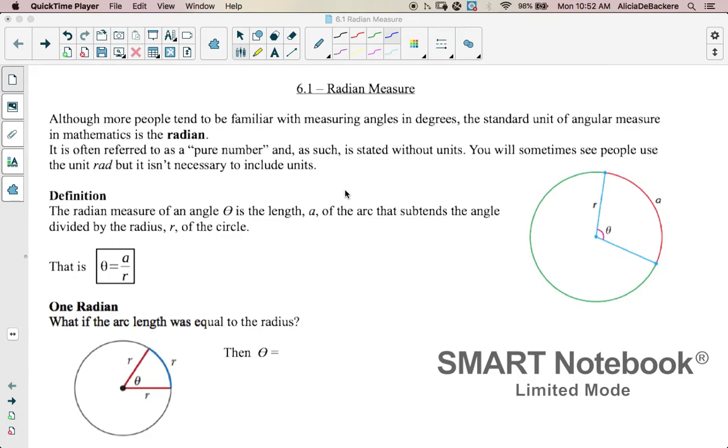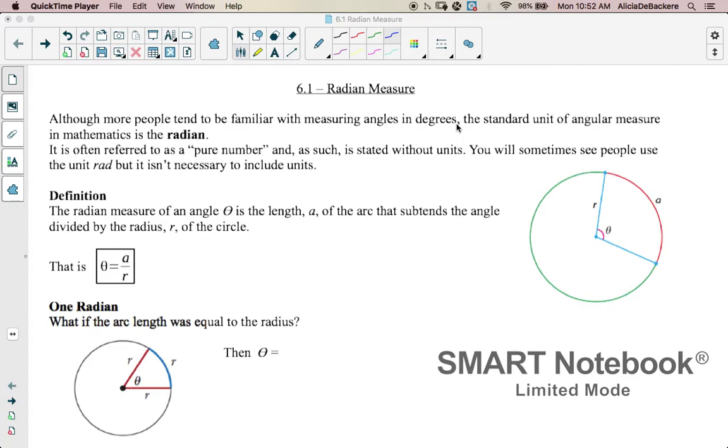All right, so we've completed the warm-up for lesson 6.1. So now we're going to get into what is radian measure. Most of the time when we measure angles, we've used degrees. That's what you guys have seen. And on your calculator, we always talked about getting yourself into degree mode. And that's because there's other modes, because there's other ways to measure angles.